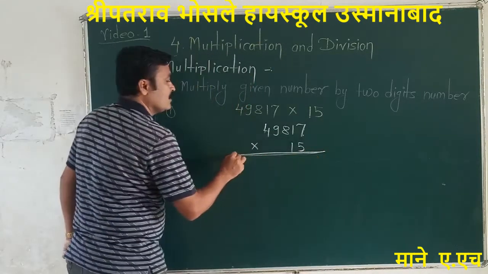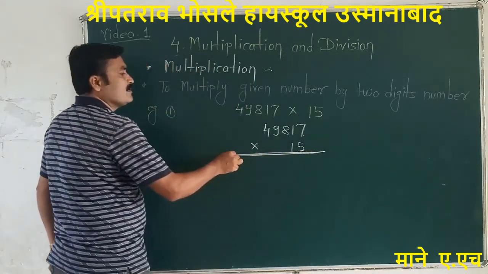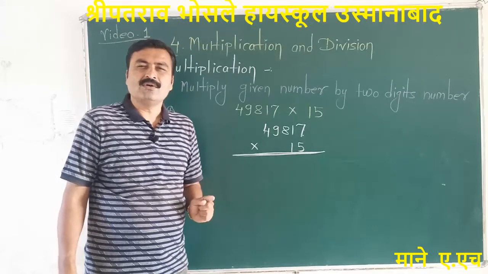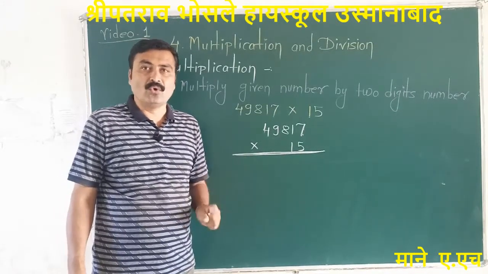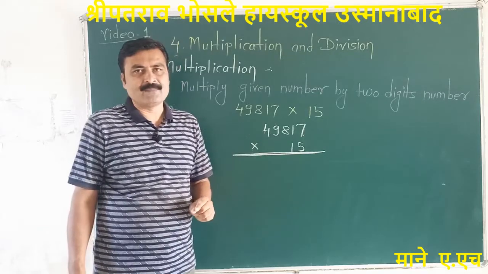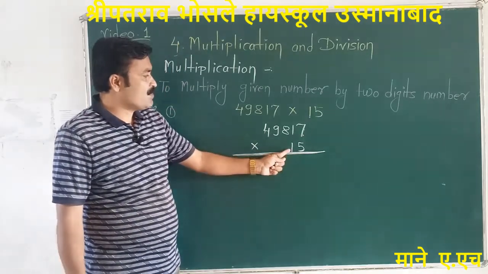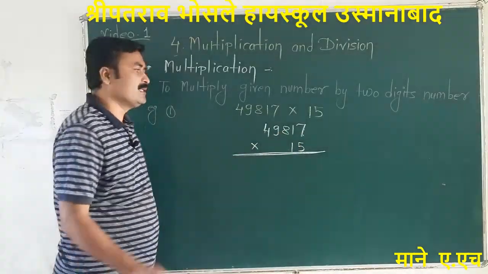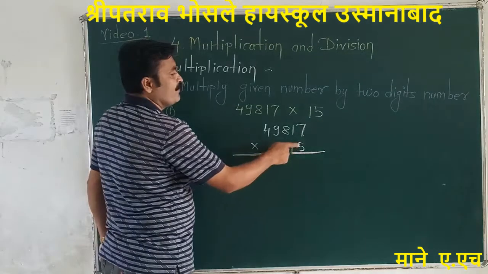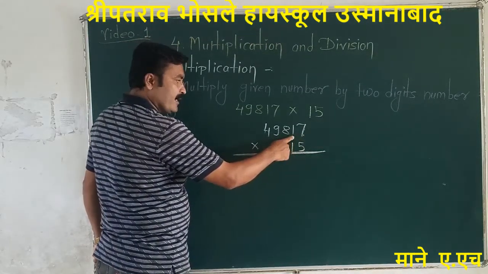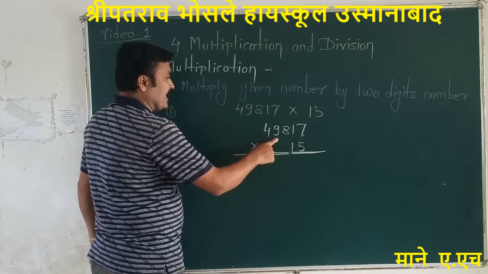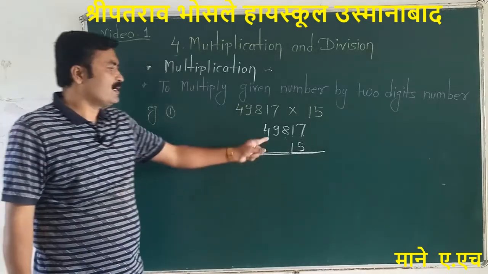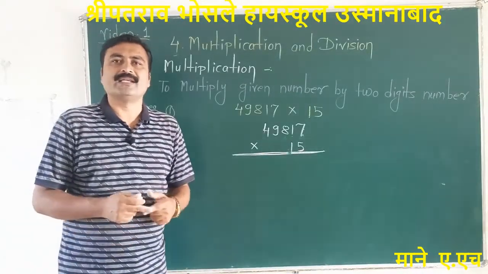After that, when we observe the given number 15, it is the simplest one. We can recite or easily know the table of 15. So here I am taking the table of 15, and directly we multiply all digits in the above number. That means by this 15, first we multiply the 7, then 1, then 8, then 9 and at last 4. Step by step, when we complete the process of multiplication, we get our final answer.